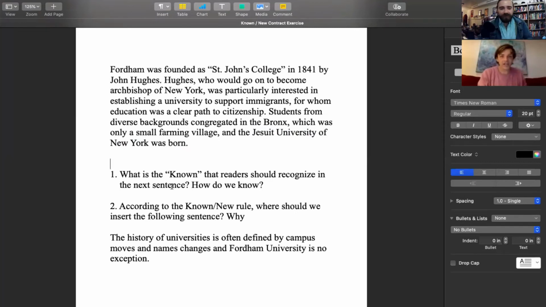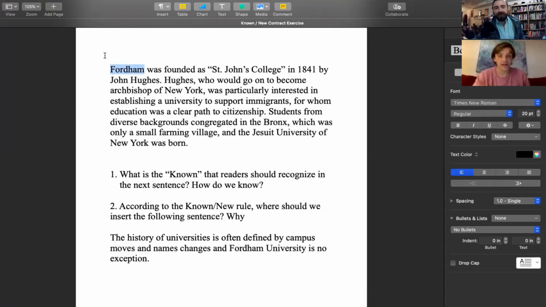This second question here: according to the Known-New rule, where should we insert the following sentence and why? So where might we put this sentence? "The history of universities is often defined by campus moves and name changes, and Fordham University is no exception." So we've got a pretty broad start, the history of universities, and then we introduce Fordham University. So my guess is that we're going to put this at the start and then begin the next sentence with "Fordham was founded." So I'd put this right at the start.